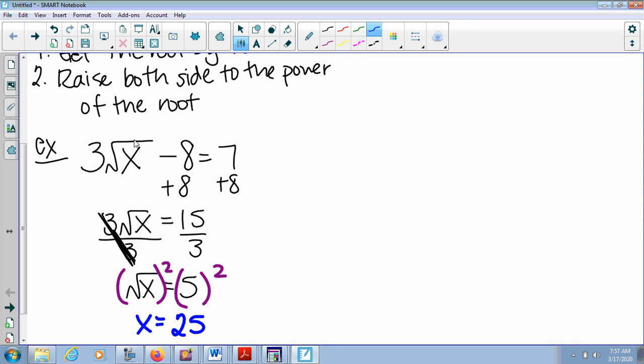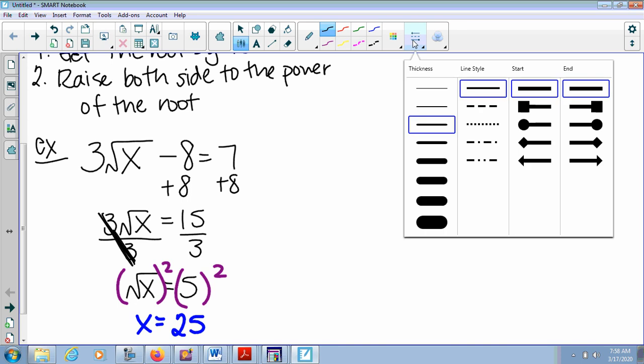The square root of 25 is 5. 5 times 3 is 15. 15 minus 8 is 7. So that does work out. Okay? Alright, I'll do another one before I have you do one by yourself.